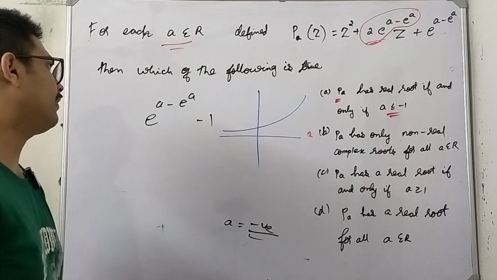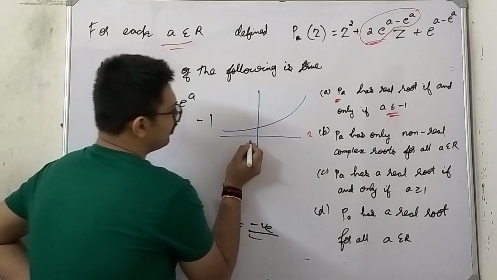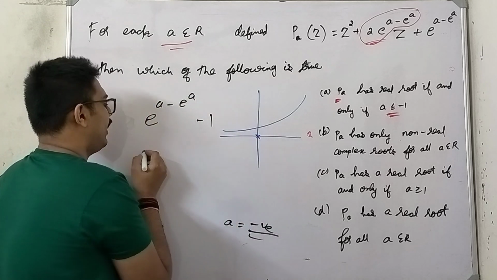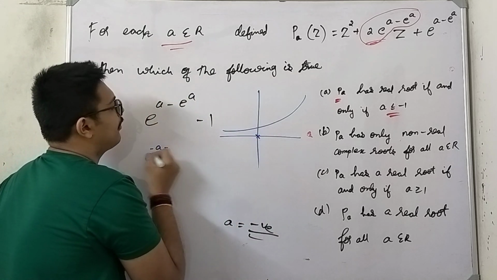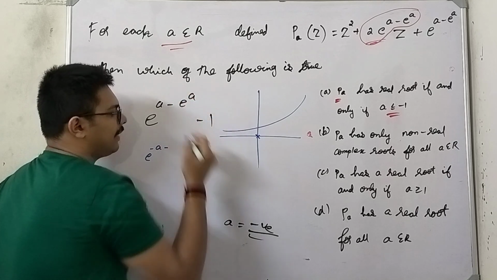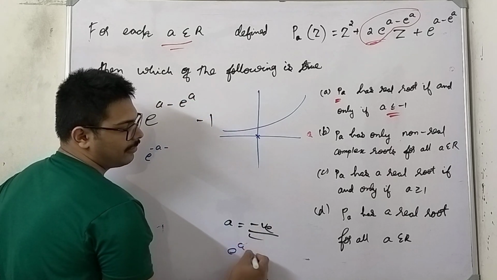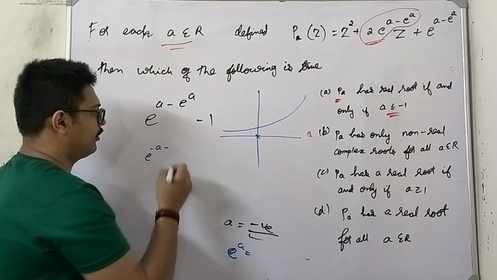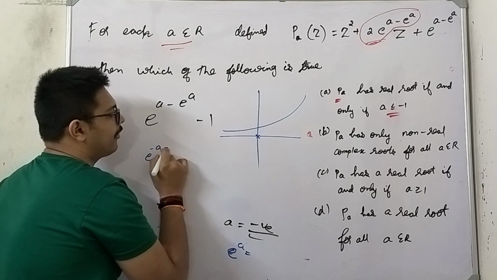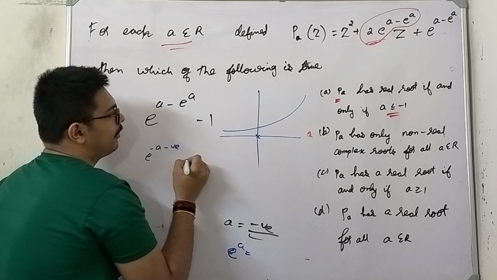The e raised to x graph is an increasing graph. So if you put a negative value of a, e raised to minus a will be a positive value, because e raised to a is always positive, since the exponent function is always positive. So the term minus e raised to a will be a negative number, the negative of a positive number, minus 1.